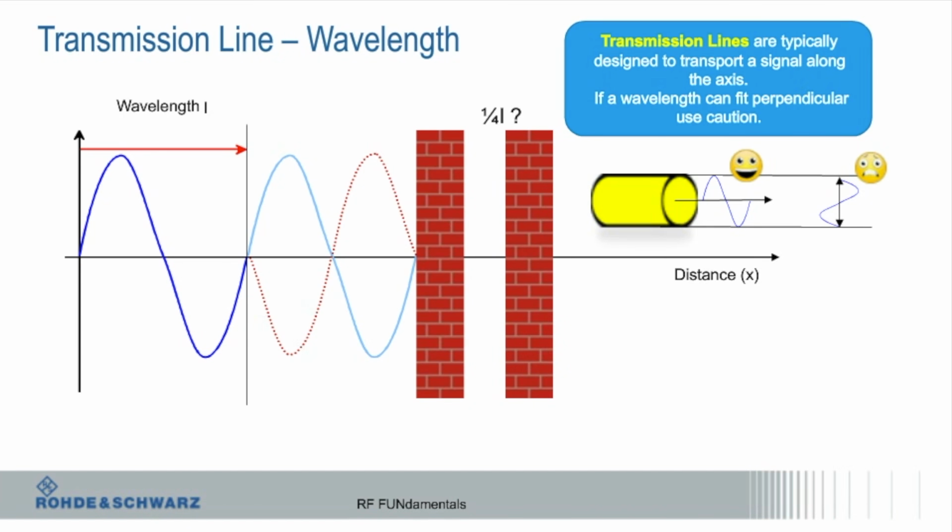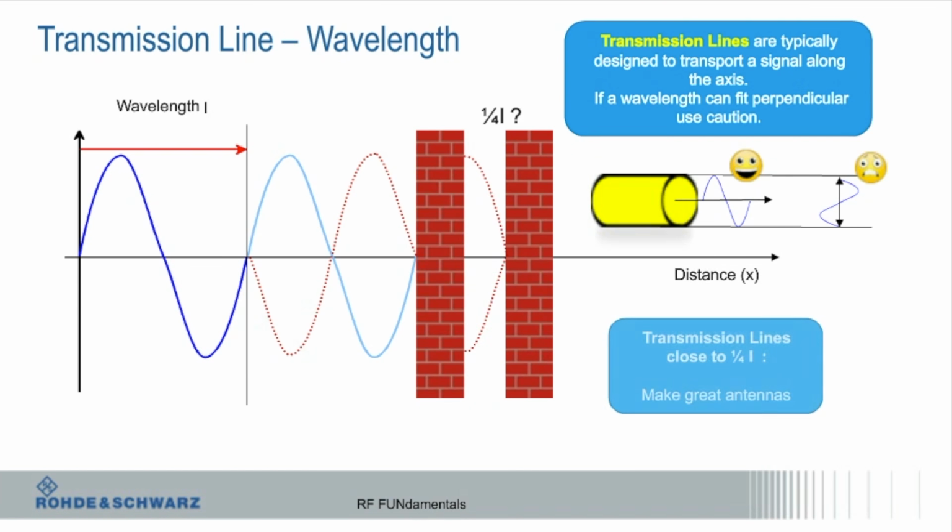Okay, quarter wavelength. Quarter wavelength makes a good antenna. So if you have a stub of a transmission line on a board, and you probably know about this, that can make that thing radiate more. So you've got to be really careful about the lengths of lines that you make on a transmission line.